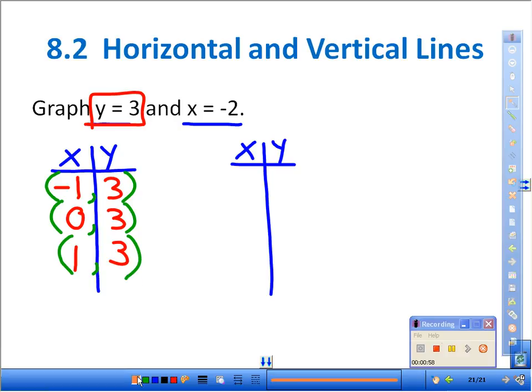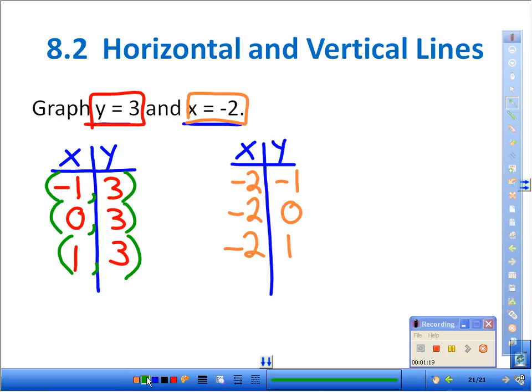Before we graph that one, let's solve x equals -2. What that means is the x value is always going to be -2. You can choose any values you want for y. I would like you to choose -1, 0, and 1. And again, notice we didn't have to calculate anything, we just filled in our table. Here are our ordered pairs, (-2, -1), (-2, 0), and (-2, 1).